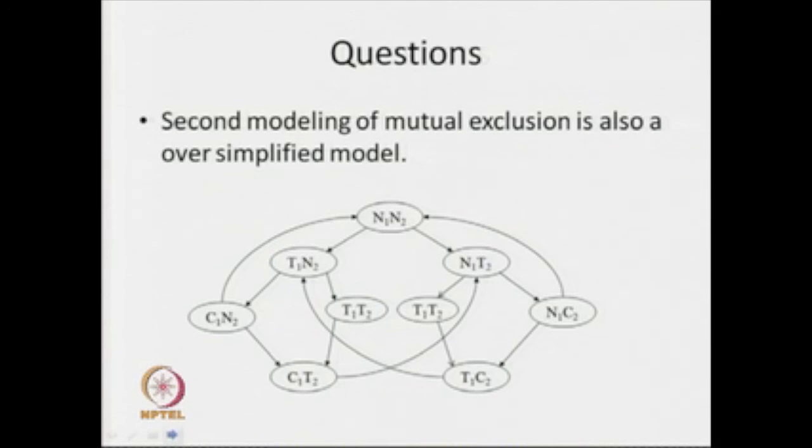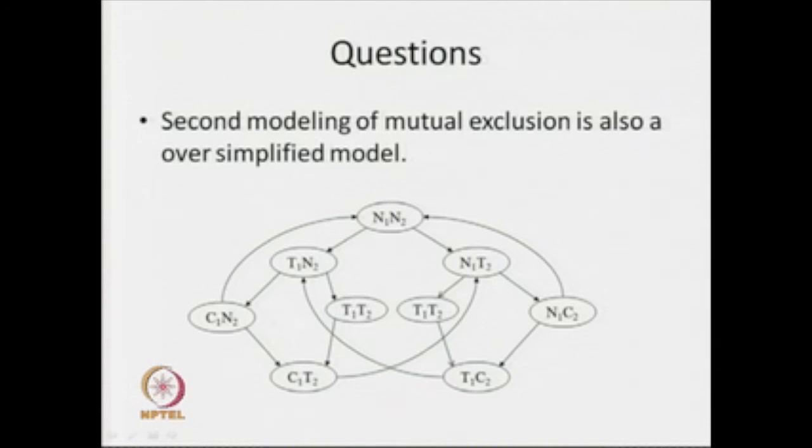Another one you can see is the second modeling of mutual exclusion, where I have broken this particular state T1 and T2 into two different states, T1 and T2. I am saying that the second modeling of mutual exclusion is also an oversimplified model. Why do I say this is oversimplified? Because if someone is entering the critical section, after that it is going to the non-critical section.